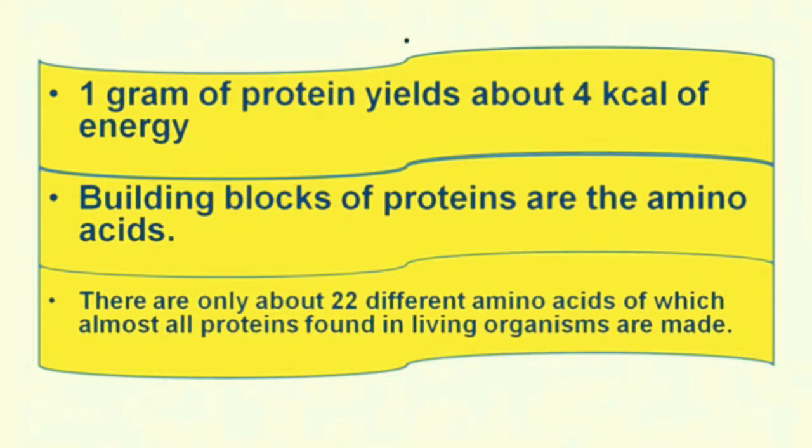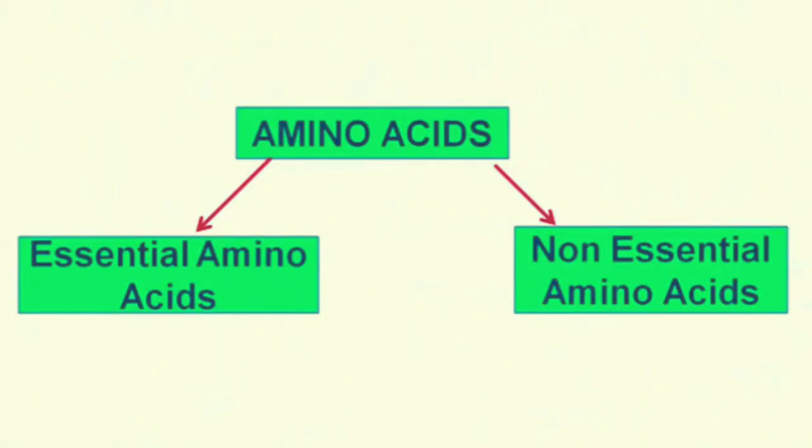The basic building blocks of which proteins are made are amino acids. There are only 22 different amino acids which are found in the proteins of living organisms. These amino acids have been divided into two categories, that is essential amino acids and non-essential amino acids.